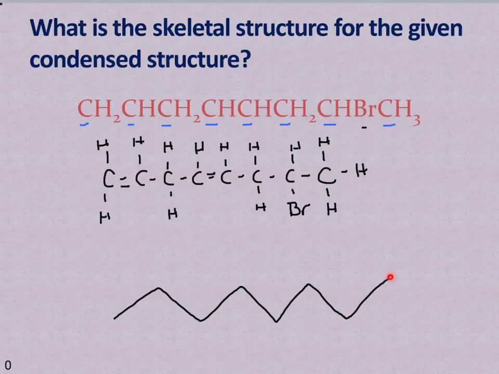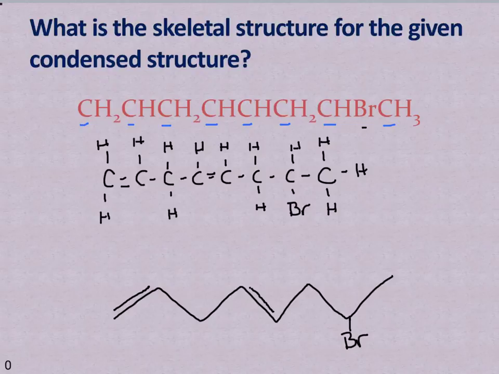I look back at my Lewis structure and I see between the first and second carbon, I have a double bond. And between 1, 2, 3, 4, and 5, I have a double bond. And then 6, and then on carbon 7, I have a bromine atom attached there. And that takes care of all my double bonds. I'm not showing the hydrogen atoms in the mix, but now I have the skeletal structure of my molecule.